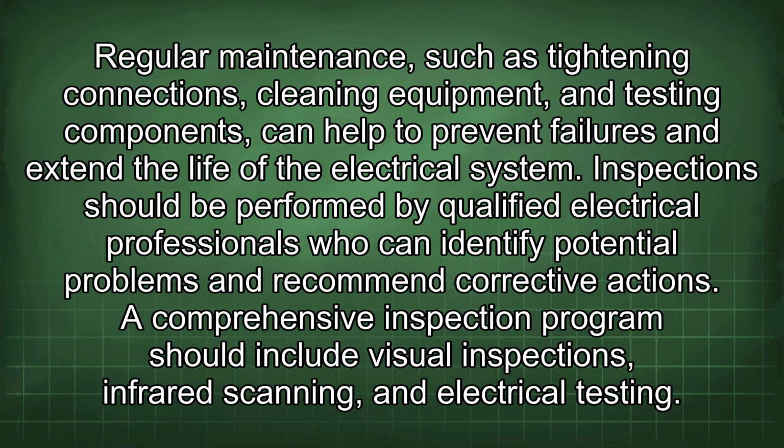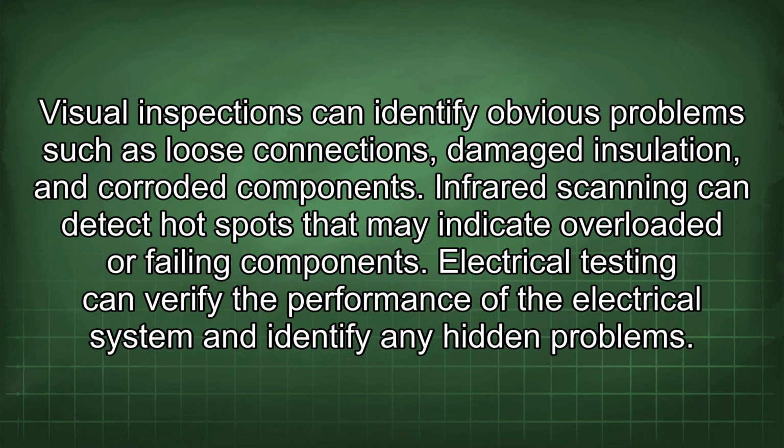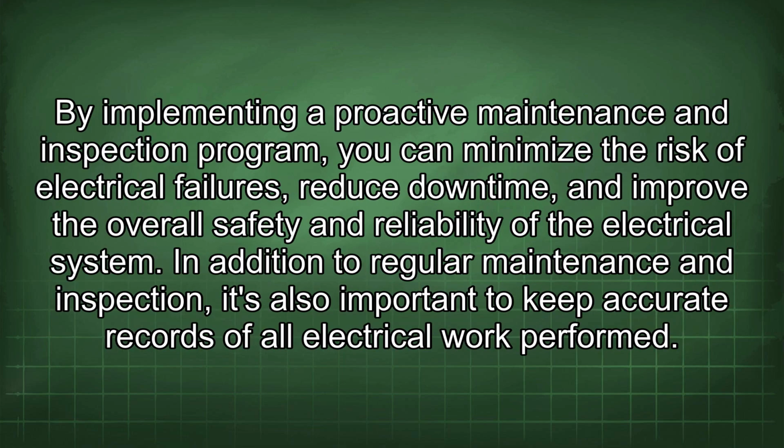Inspections should be performed by qualified electrical professionals who can identify potential problems and recommend corrective actions. A comprehensive inspection program should include visual inspections, infrared scanning, and electrical testing. Visual inspections can identify obvious problems such as loose connections, damaged insulation, and corroded components. Infrared scanning can detect hot spots that may indicate overloaded or failing components. Electrical testing can verify the performance of the electrical system and identify any hidden problems. By implementing a proactive maintenance and inspection program, you can minimize the risk of electrical failures, reduce downtime, and improve the overall safety and reliability of the electrical system.